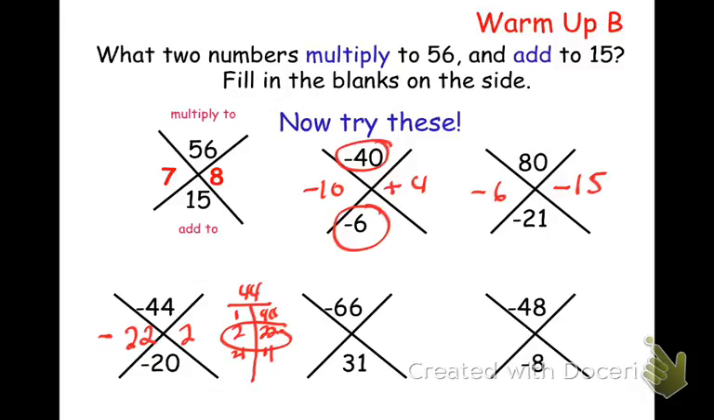15 times 6, isn't that 90? Yes. Because 6 times 5 is 30, carry the 3. It's 90. So, Michael, try again. Negative 16, negative 5. That multiplies to positive 80, and that adds to 21. Good. Okay. Double check yourself.